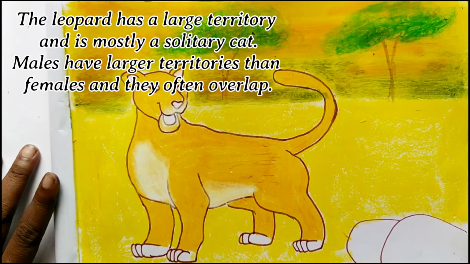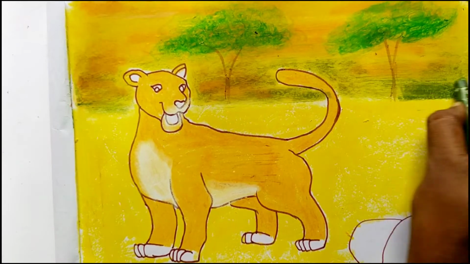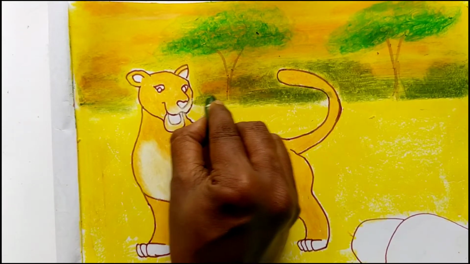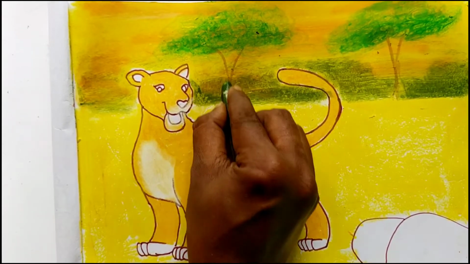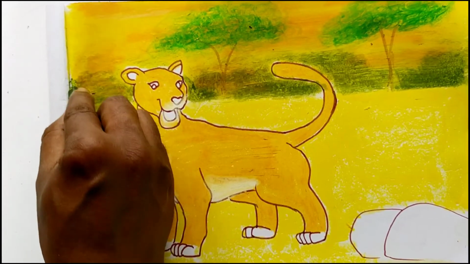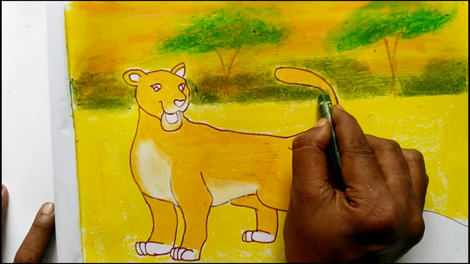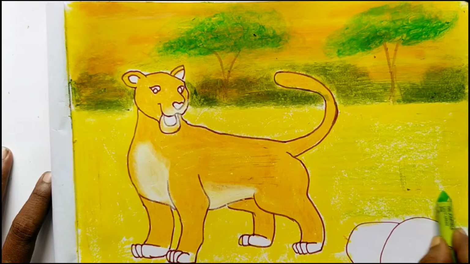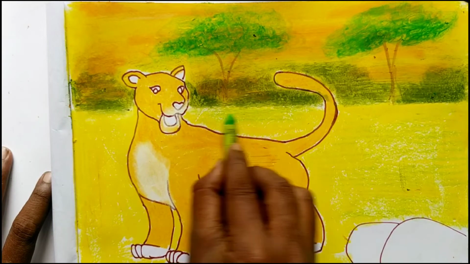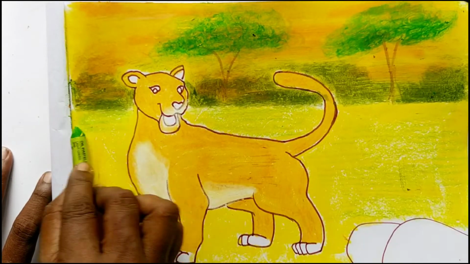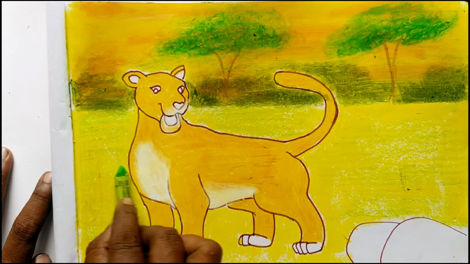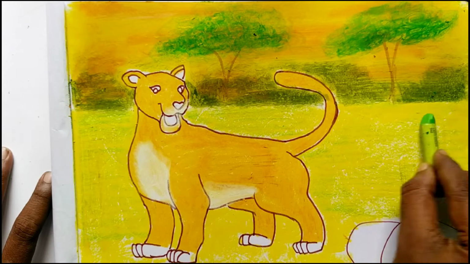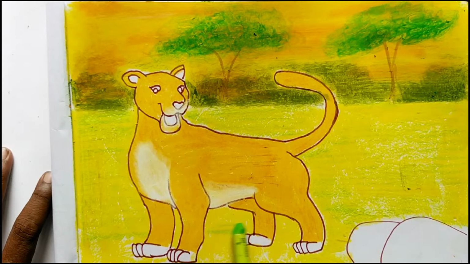The leopard has a large territory and is mostly a solitary cat. Males have larger territories than females and they often overlap. Female leopards give birth to 2 or 3 cubs. Mothers stay with their cubs until they are about 2 years old.